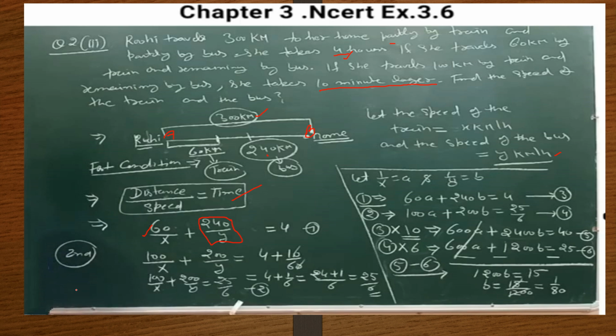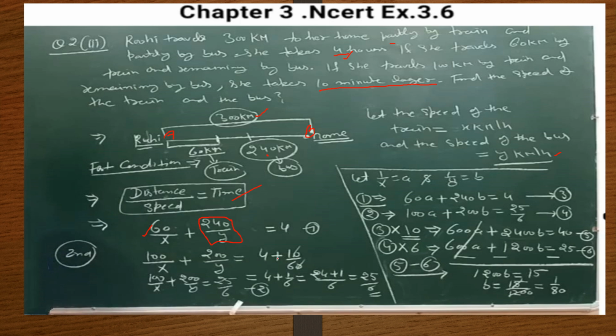Now in the second situation, in the second case, that is 100 kilometer by train. So 100 by x plus 200 kilometer remaining distance. It means the total distance is 300 kilometer. 100 kilometer is covered by train, so the remaining is 300 minus 100, which is 200. It means 200 by y is equal to 4.